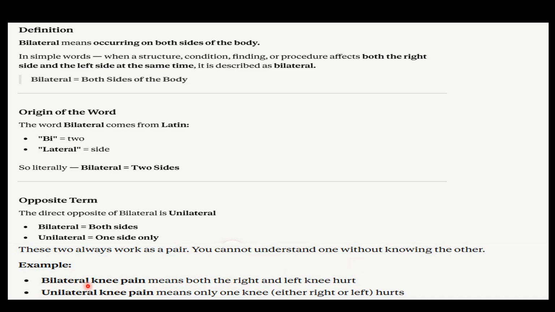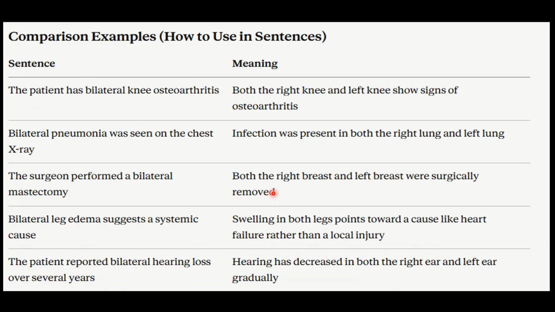The first example says bilateral knee pain means both the right and the left knee hurt. If a patient is diagnosed with bilateral knee pain, we can assume that he was suffering from left and right knee pain. Then we have unilateral knee pain, which means only one knee, either the left or the right, hurts. Clear? So these are some good examples. Now let's see more examples to get some clarity.